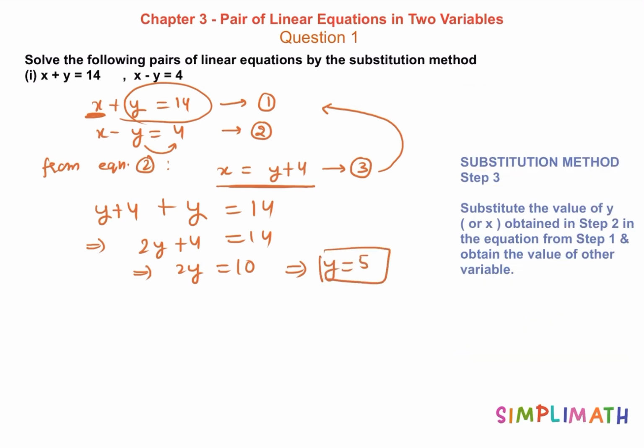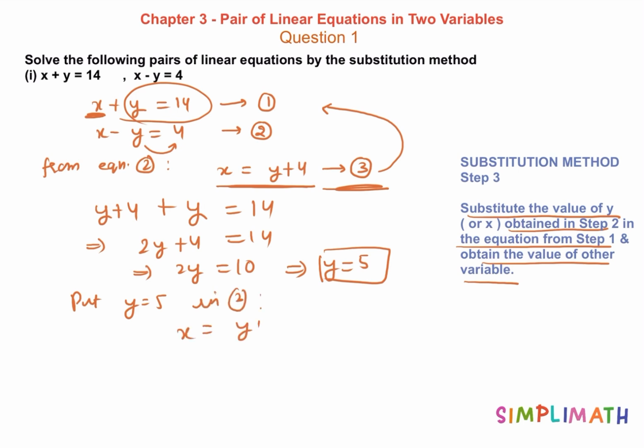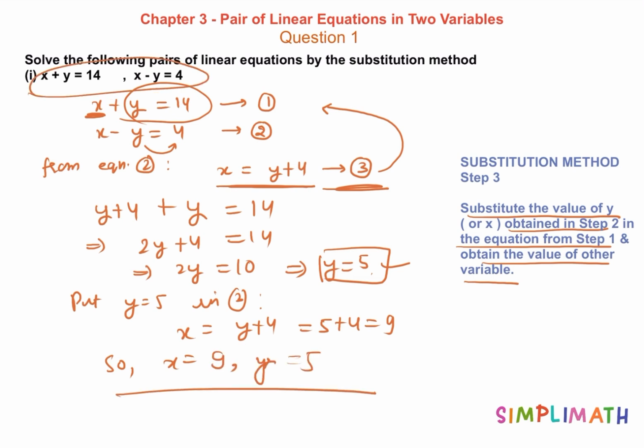Now step 3 of the substitution method says to substitute the value of y obtained in step 2 in the equation from step 1 and obtain the value of the other variable. So we put y equals 5 in equation 3. So we know x equals y plus 4. Now we know the value of y is 5. So x equals 5 plus 4, which equals 9. So x equals 9 and y equals 5 is the solution of this pair of linear equations.